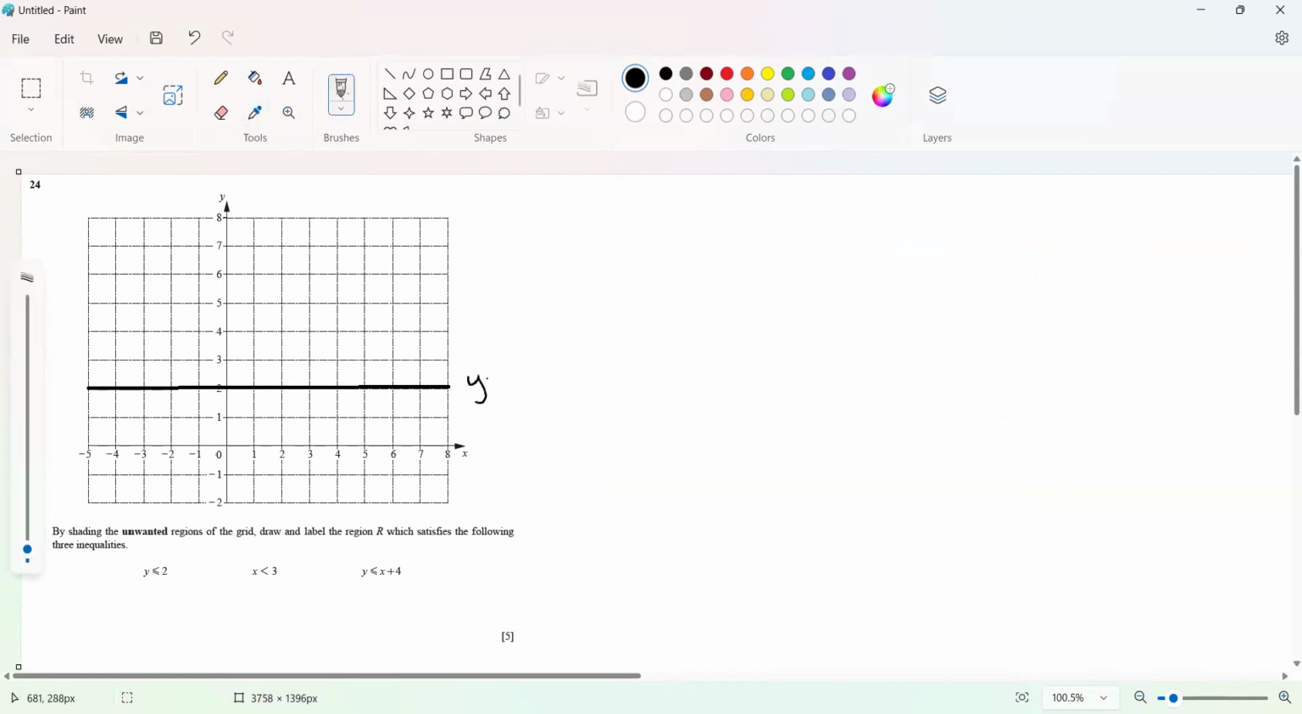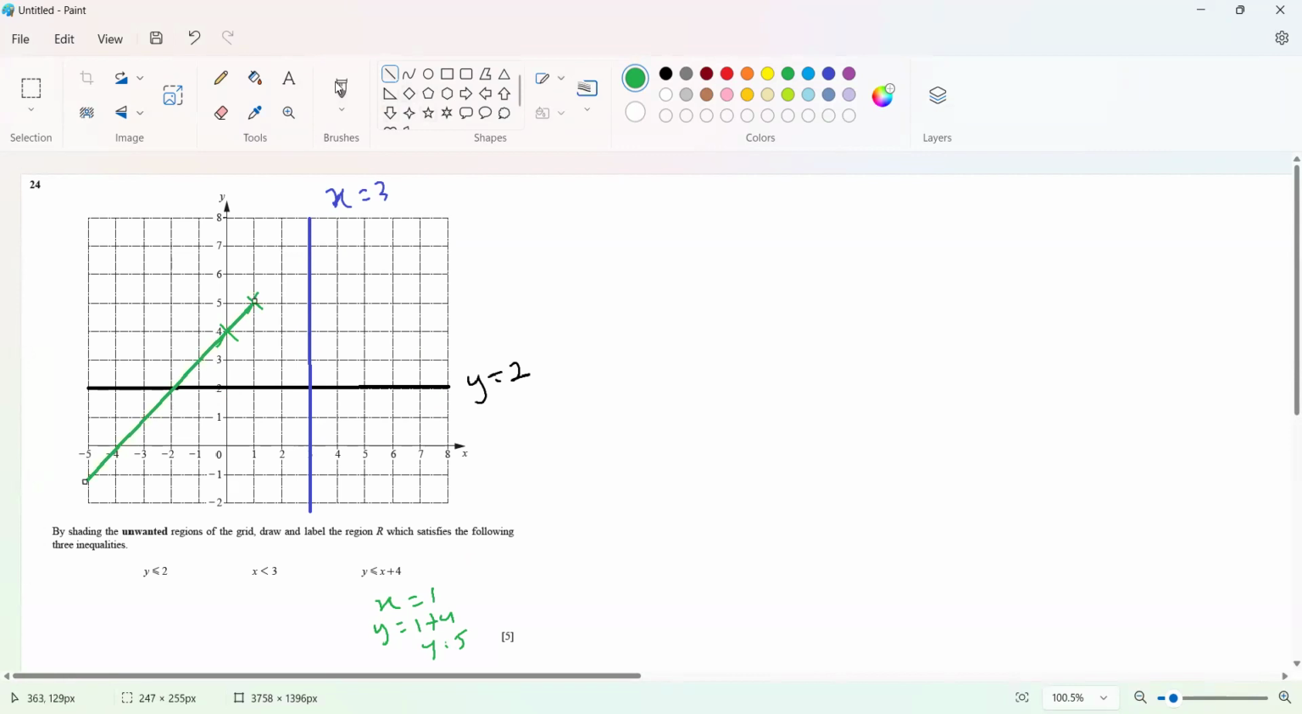And then in blue, I'm going to do x less than 3, or x equals 3, in this manner. So x equals 3 is here. And then finally in green, I'm going to do the line. The line is y equals x plus 4. I can use any two coordinates. The first coordinate is the y-intercept, 4. Another coordinate is, let's say, x equals 1, y equals 1 plus 4, so y equals 5. So it's (1, 5) for the next one. All I need to do is draw a line connecting these points together, and then I can draw up as well. So this is a straight line done.